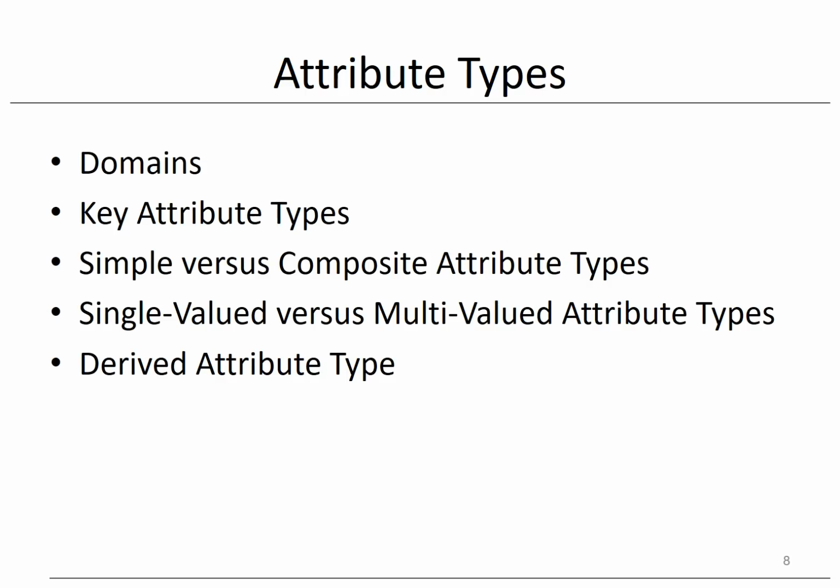In what follows, we elaborate further on attribute types and discuss domains, key attribute types, simple versus composite attribute types, single-valued versus multi-valued attribute types, and derived attribute types.